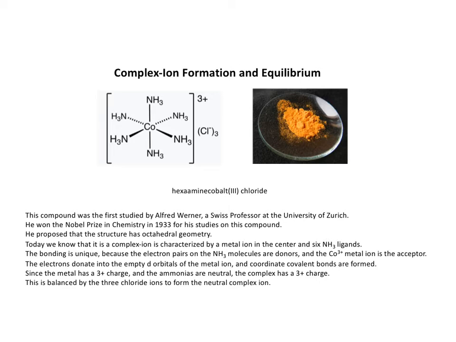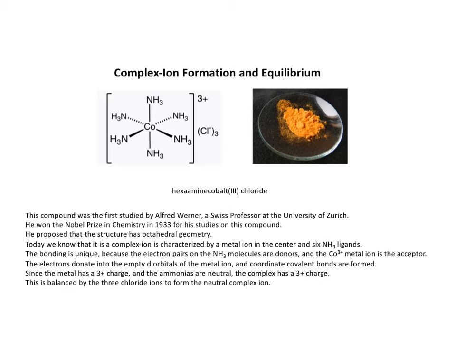But for now, because ammonia is neutral and cobalt has a 3 plus charge, you see that there has to be 3 chloride ions present in order to keep it neutral. Complex ions have beautiful colors, and you can see this kind of orangey yellow compound color. It's very beautiful. And the first scientist to study these compounds was Alfred Werner.